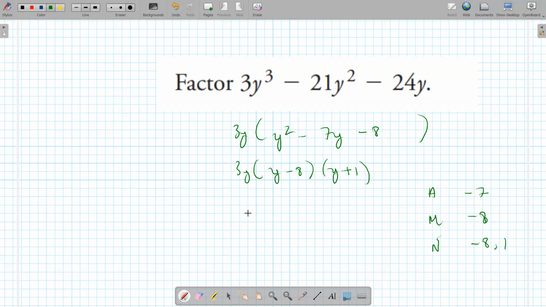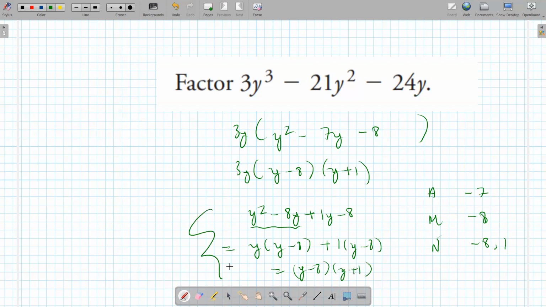If not, then you would have to break down the middle guy into 8y plus 1y, and then you gotta factor 2 at a time. So from y squared and 8y, you can pull out a y. From 1y minus 8, you can pull out a 1. Then you get y minus 8, y plus 1. So this is what you would do if the a value is not 1. If the a value is 1, once you have the numbers, you can straight up go to this step.